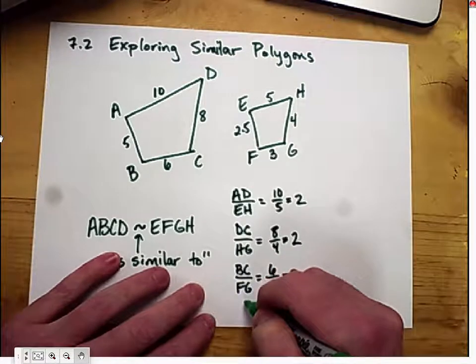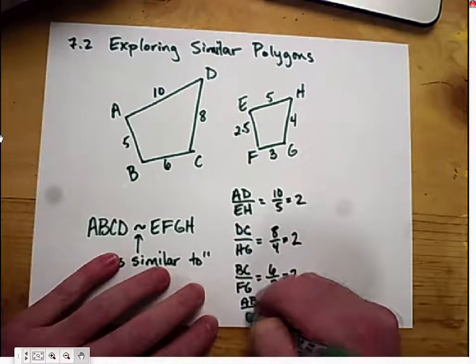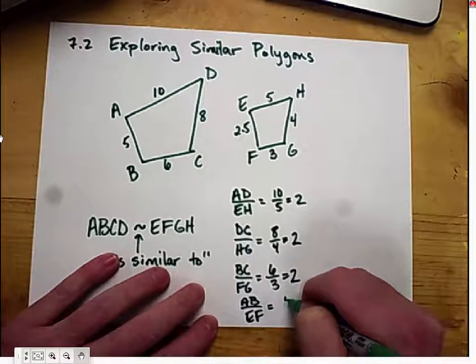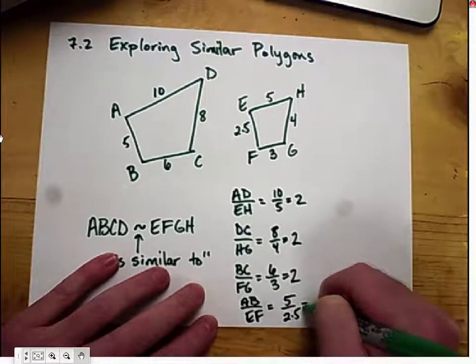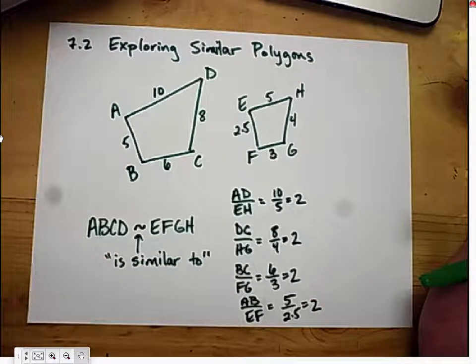And if you did AB over EF, you would get 5 over 2.5, which is also 2. So what do you call it when everything is the same ratio? When the ratios are equal?